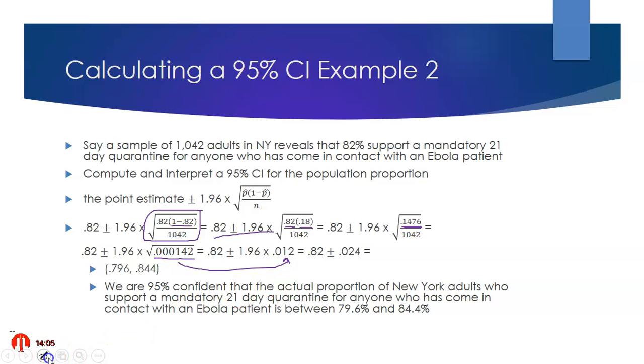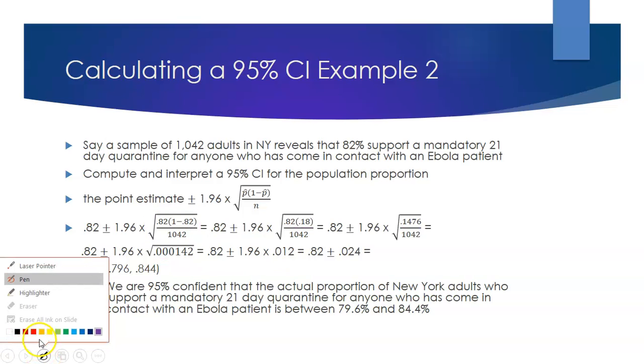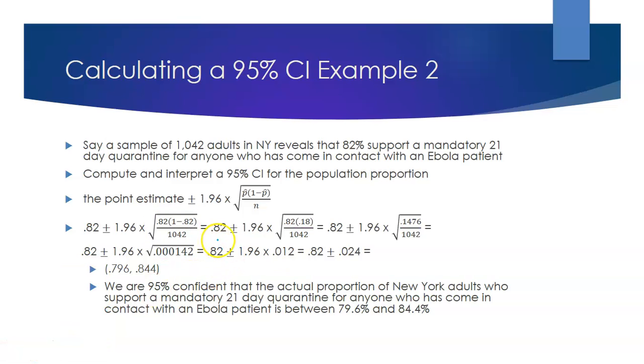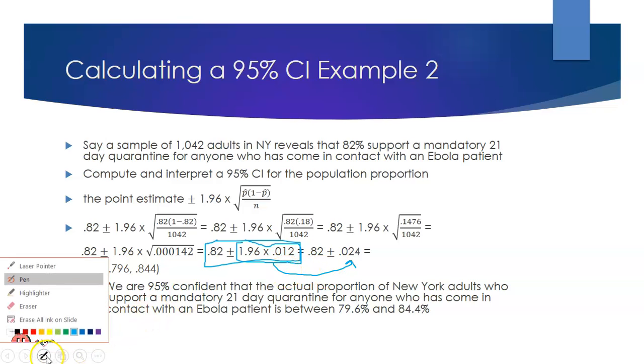So now we're at this step in the equation here, wherein following the order of operations, now please excuse my dear Aunt Sally, we have to do our multiplication. So we need to multiply 1.96 times 0.012. 1.96 times 0.012 gives us 0.024.